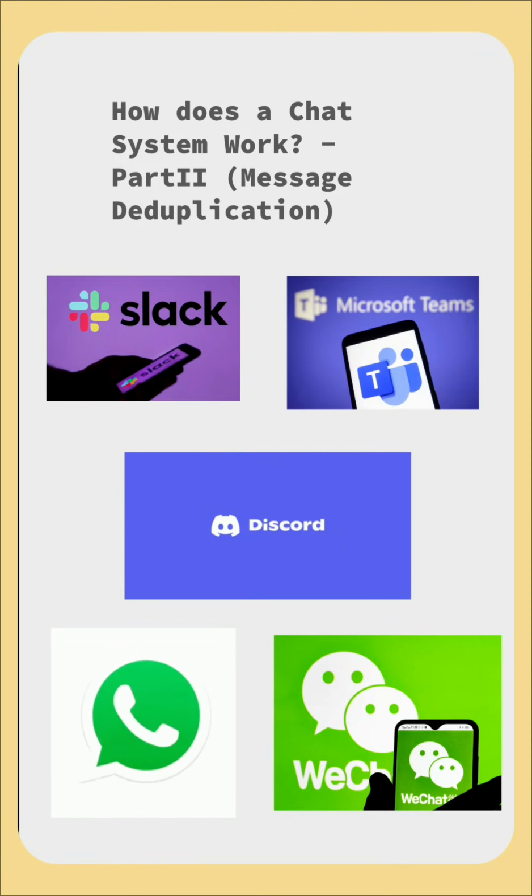Hello. Let's see how a chat system like Slack, WhatsApp, WeChat handles message duplication. This is a very hard problem. If you get a system design question on WhatsApp or WeChat or Messenger, 9 out of 10 times your interviewer will want to follow up on this particular problem.